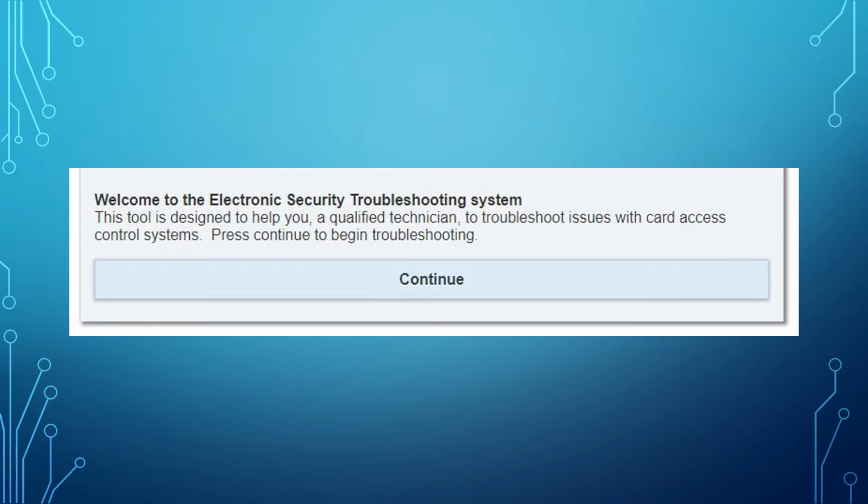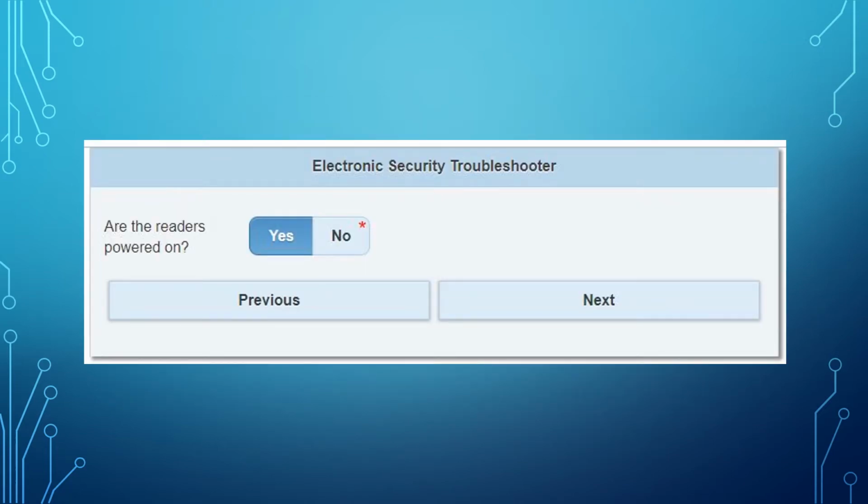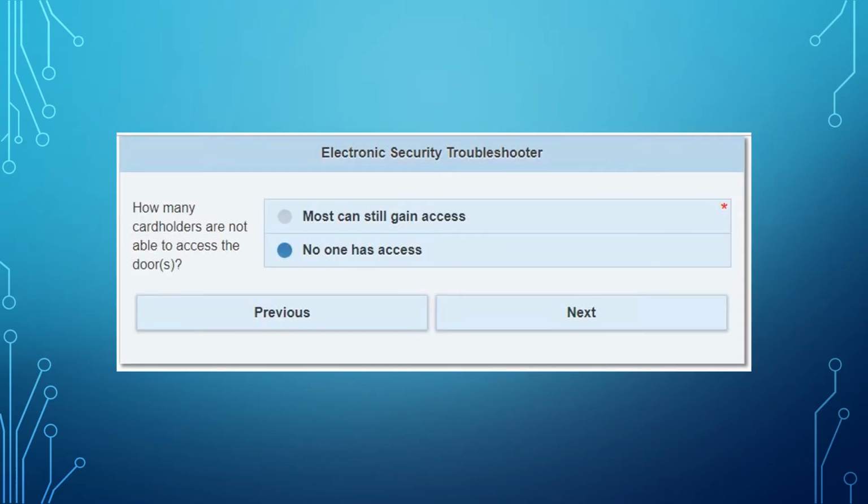So here's the beginning of the troubleshooter. I'm just going to go with a basic thing that I see pretty often. One of my doors isn't working. So you put in one or two doors. It asks you if they're powered on. If you look at the reader, you'll see a light, yes. And then it asks how many people can't get through. In this case, nobody can.